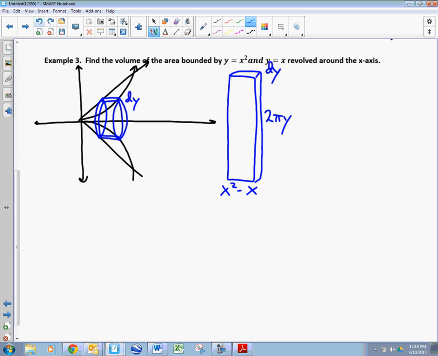But I need to be in terms of what variable? Y. So instead of y equals x squared, it will be x is square root of y. And instead of y equals x, it's x equals y. There you go. So the volume of one of these pieces would be 2 pi y times y to the 1/2 minus y times dy.